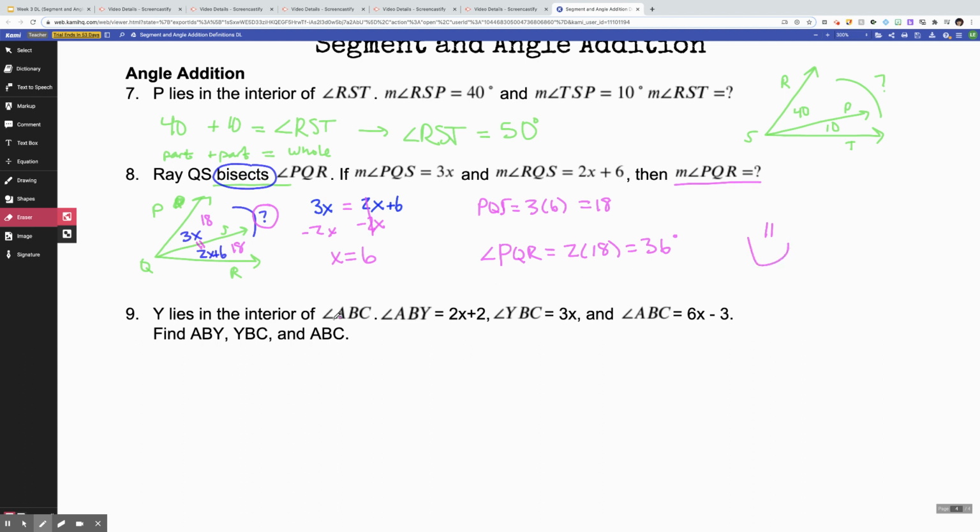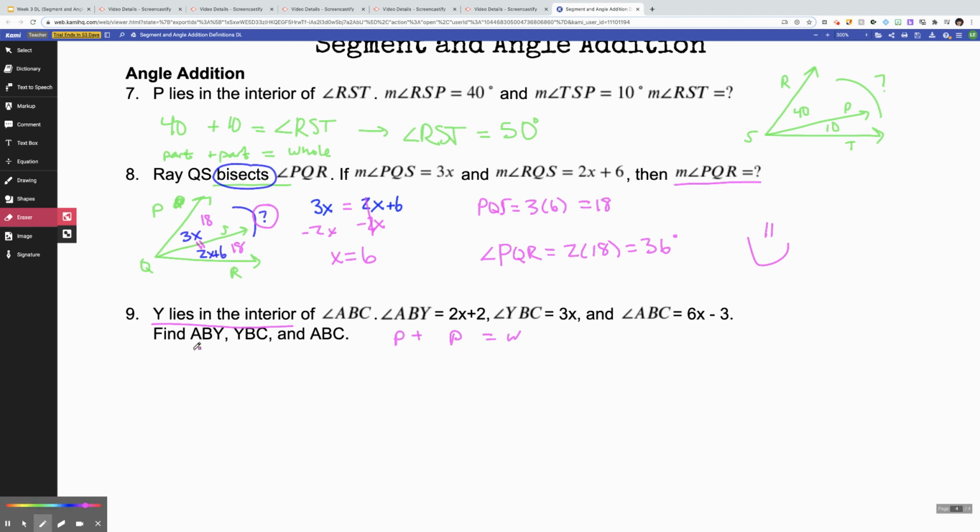Okay, so taking a look ahead at number 9, I'm going to give you some tips to start, and then I'd like you to try it on your own. Okay, so pause it and try it on your own. Okay, so notice that they say y lies in the interior, so that we don't have that magic word bisect, right? So I know this is going to be a part plus part equals whole problem. Part plus part equals whole. Okay, and you're going to have to do some algebra here.